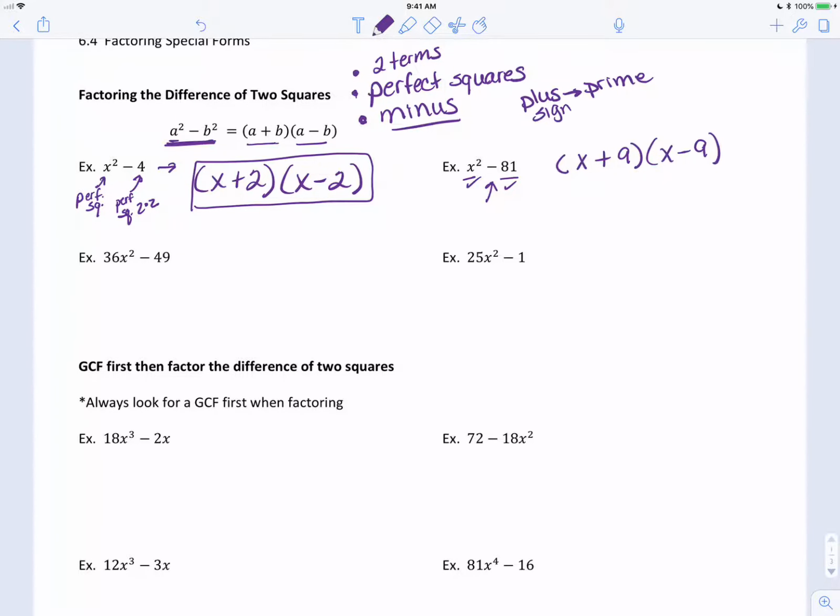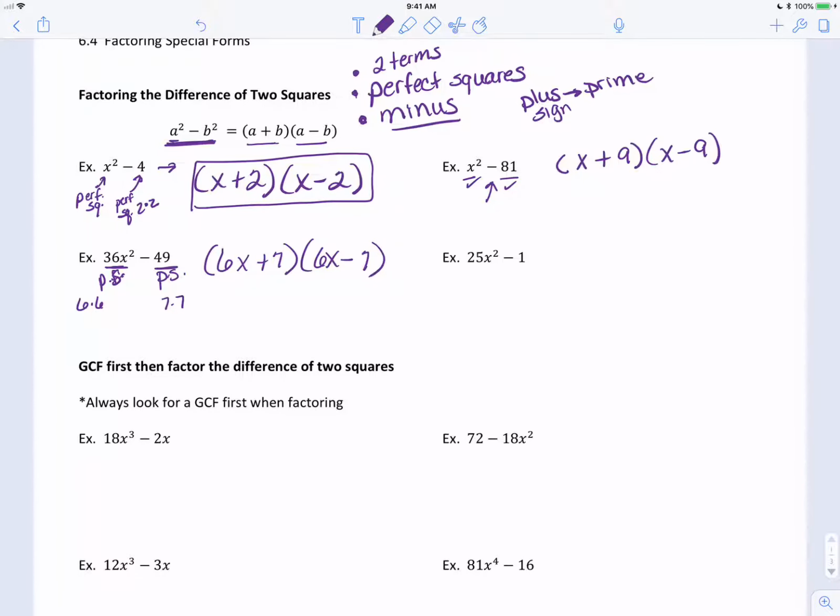What if we have 36x squared minus 49? Well, 36 is a perfect square. So is x squared. And 49 is also a perfect square. So what are those perfect squares of? Well, 6 times 6 is 36, and 7 times 7 is 49. So let's think about how we would write that one. It would be 6x plus 7 and 6x minus 7.